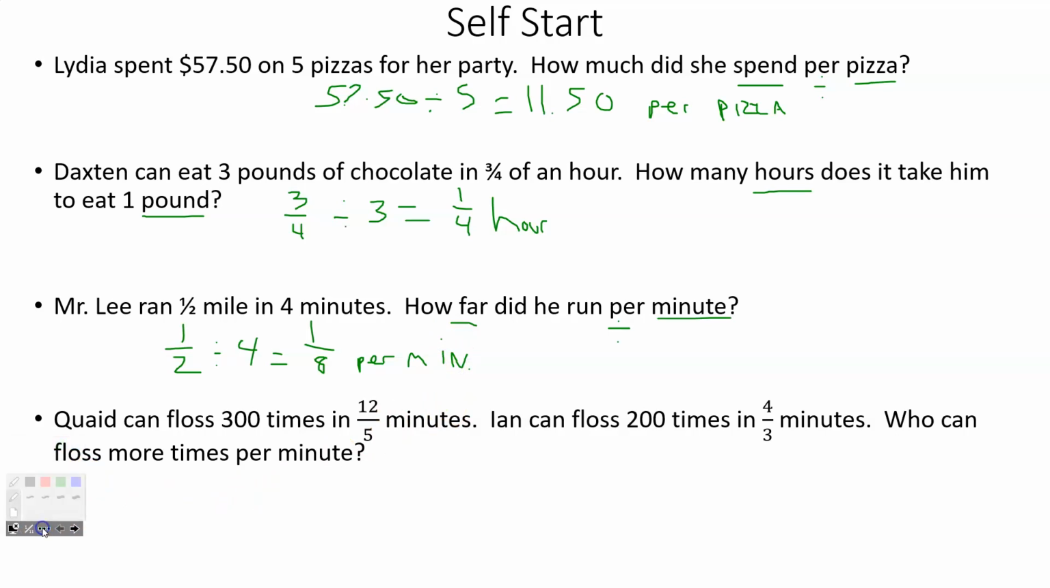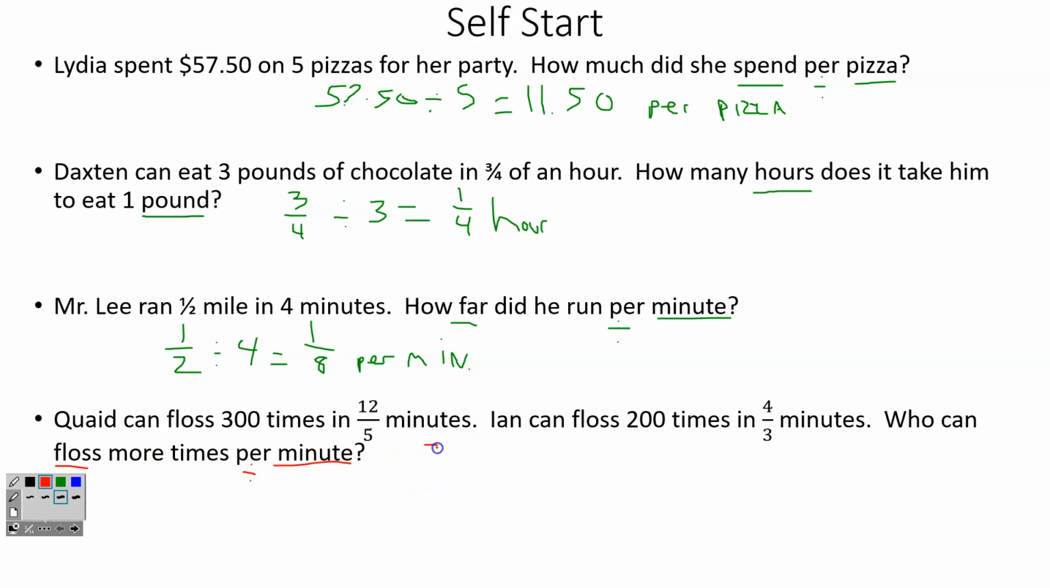Okay, let's move that down here. Quaid can floss 300 times in 12/5 of a minute. Ian can floss 200 times in 4/3 of a minute. Who can floss more times per minute? So I look at the question. It says floss per minute. So that's going to tell me how to set it up.